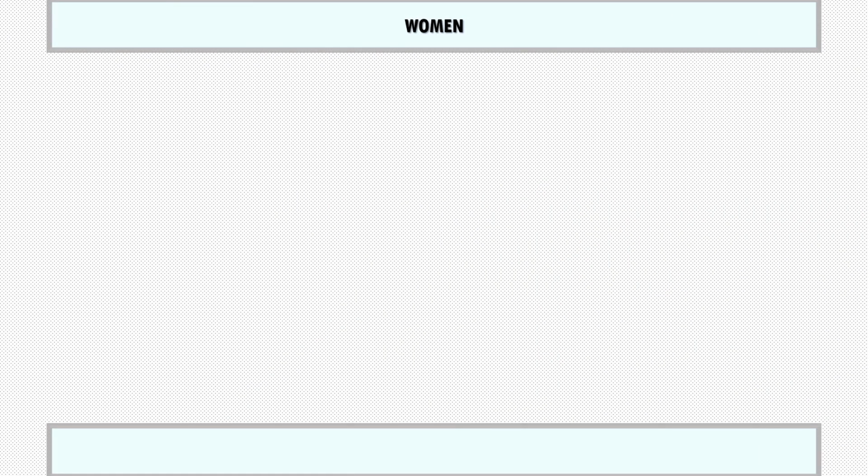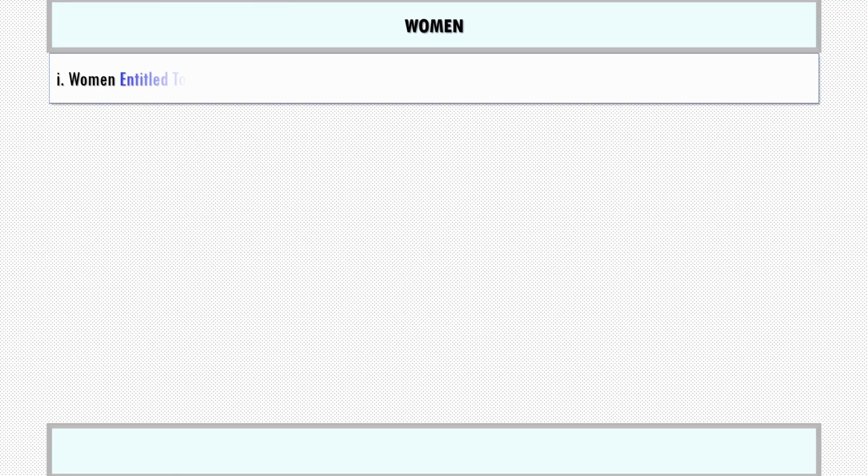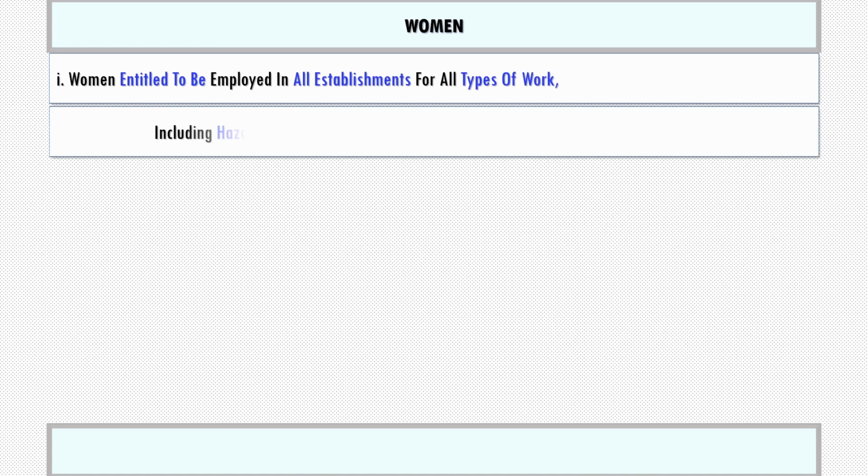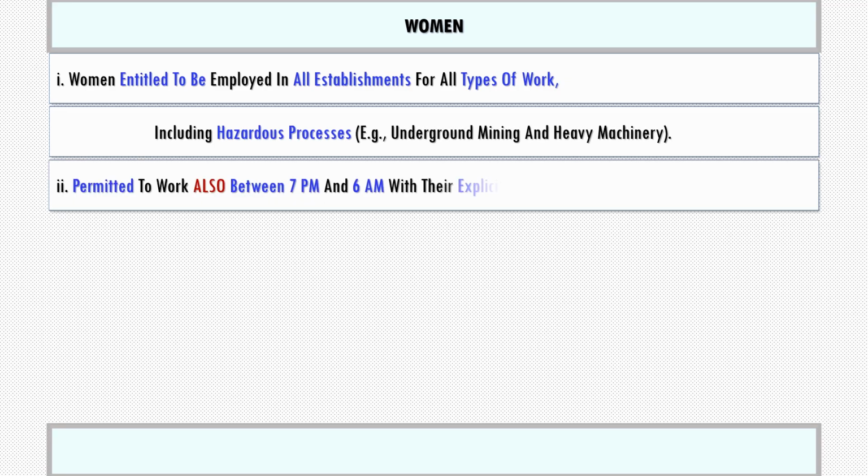Certain specific provisions in respect of employment of women. Women are entitled to be employed in all establishments for all types of work, including hazardous processes like underground mining, heavy machinery, etc. Women are also permitted to work between 7 p.m. and 6 a.m. with their explicit consent.